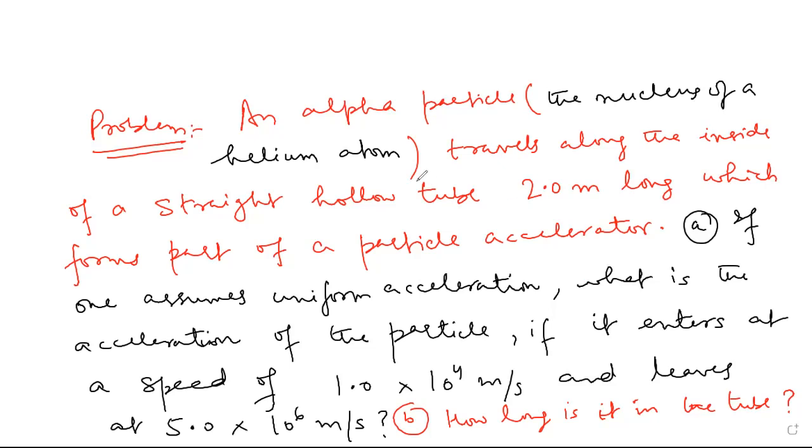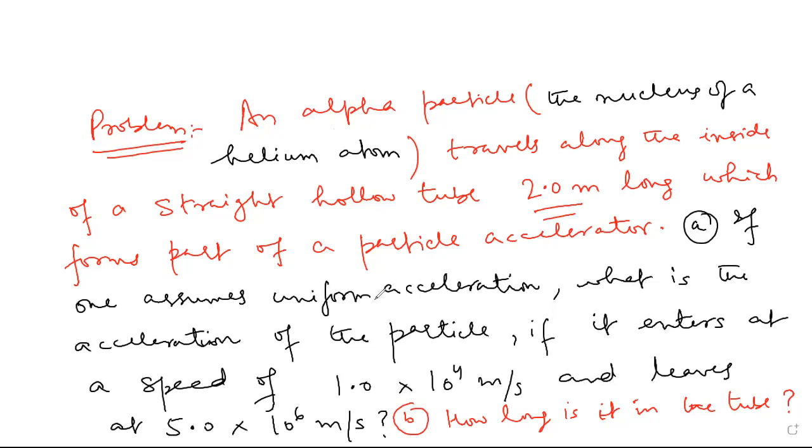So we have a particle called alpha particle. You know it is helium nucleus. It contains two protons and 2 neutrons. Now this particle travels inside the straight hollow tube, which is 2 meters in length. And that tube is actually a part of some particle accelerator.